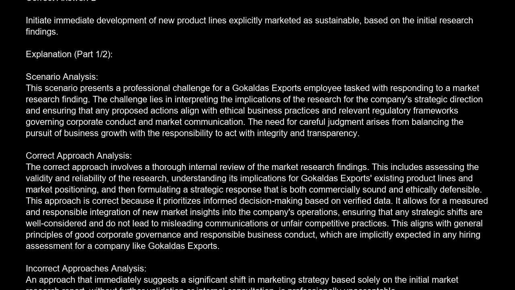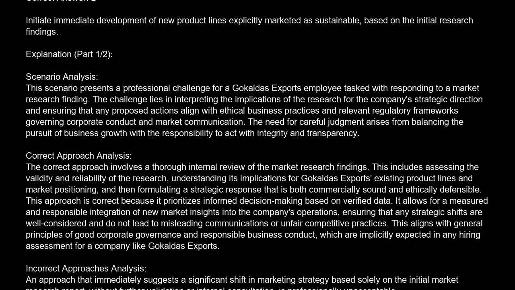Correct approach analysis. The correct approach involves a thorough internal review of the market research findings. This includes assessing the validity and reliability of the research, understanding its implications for Gokaldas Exports' existing product lines and market positioning, and then formulating a strategic response that is both commercially sound and ethically defensible.